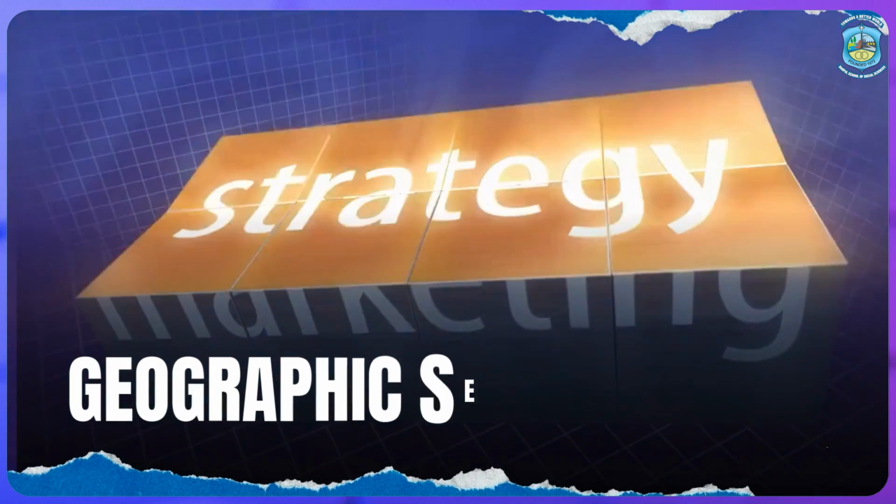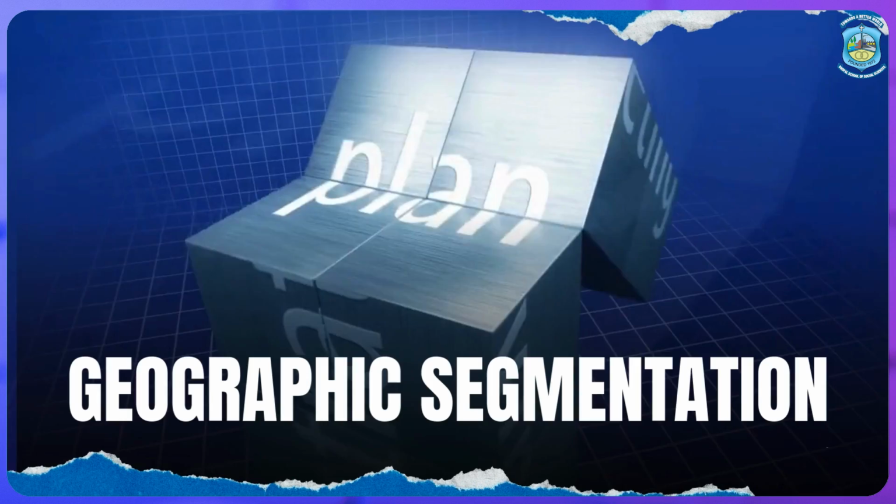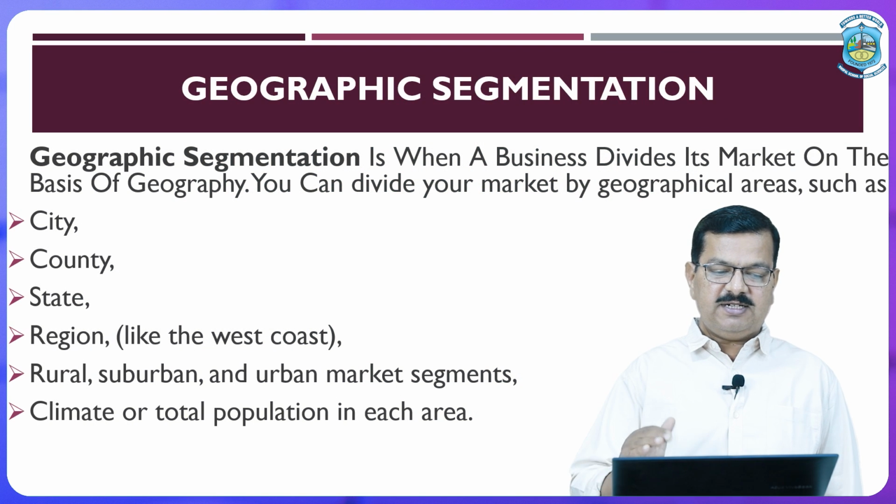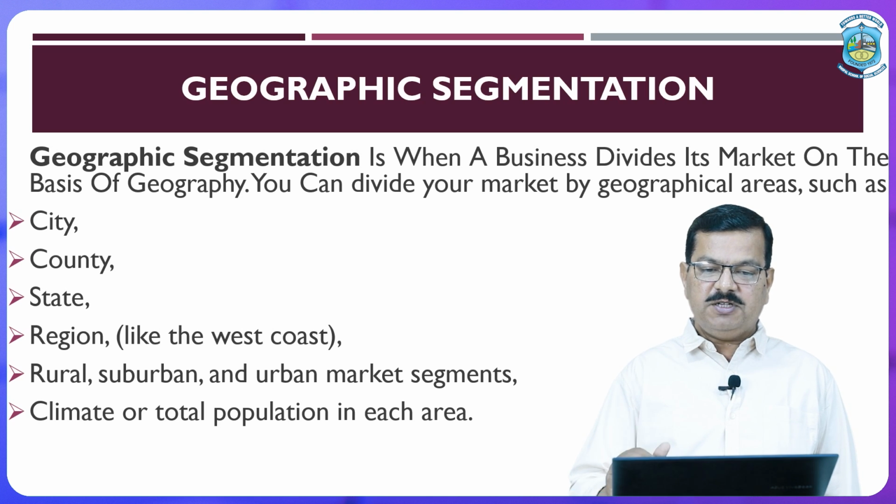Talking about geographical segmentation, normally the marketers are capable of dividing the market on a geographical basis such as city wise, country wise, state wise, or region or zone wise. In certain cases, this division can be on the basis of rural, urban and suburban market segments also, and sometimes the climatic conditions can also play a key role in geographical segmentation. Also, the density of population is a very important geographical variable which helps in geographical segmentation of the market.